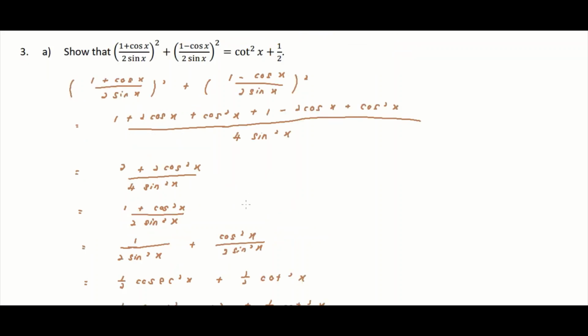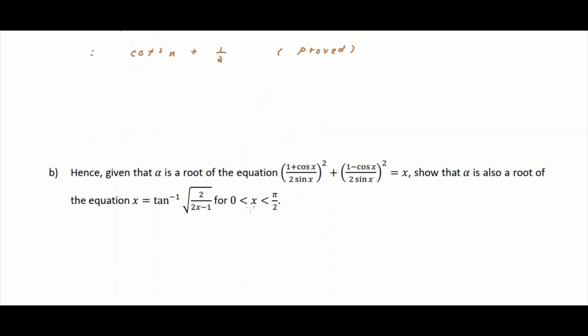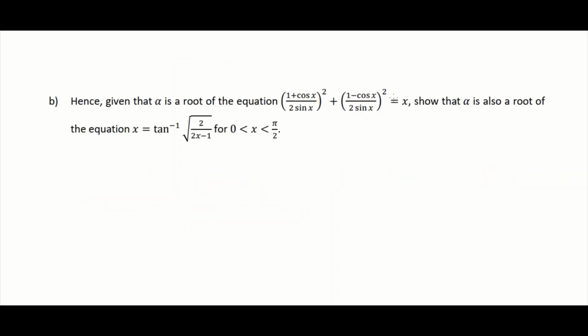Yeah, so cotangent square x plus 1 over 2. Okay, so proved. So now let's move on to the next part, which is B. You need to show that, given that alpha is a root for this equation equals to x, alpha is also the root for the equation x equals to tangent inverse square root 2 over 2x minus 1. Meaning that what we need to prove is from this equation to become this equation.